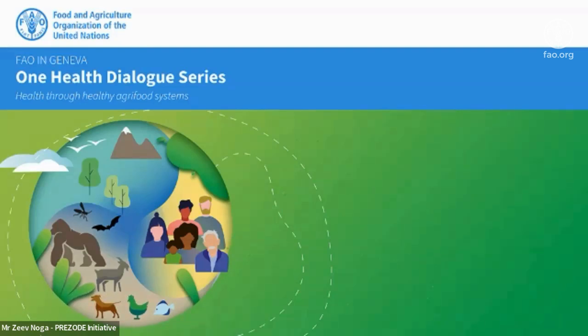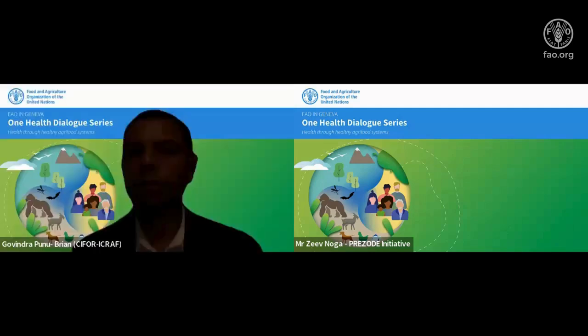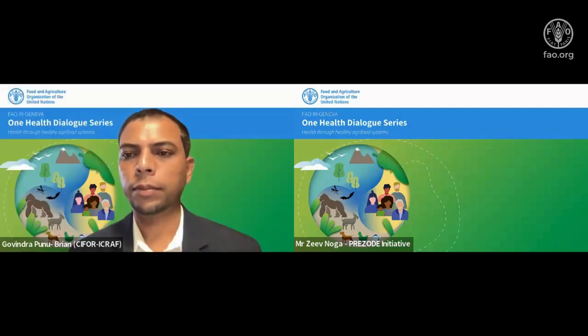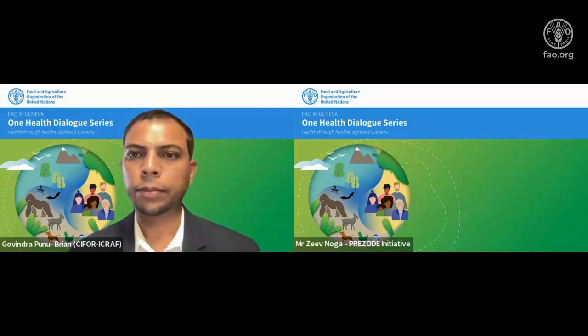So the first phase of this initiative was to create the strategic agenda. This was done with an effort of more than 1,500 experts from 102 countries from all over the world, and this was done through different workshops. This exercise resulted in our strategic agenda, which is based on 5 pillars just in front of you. Pillar number 1, understanding zoonotic risks.